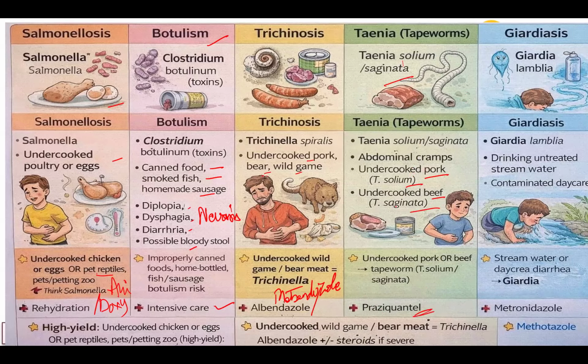If it is saginata, that is from beef, and solium, tell me one place where it goes and lodges itself and causes you CNS symptoms. Yes, in the eyes, in the lungs, as well as in the brain. Taenia can have lesions in the brain as well. So always remember it causes lesions in the eye, in the brain, and in the lungs.